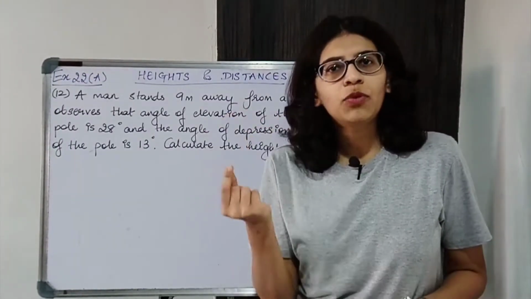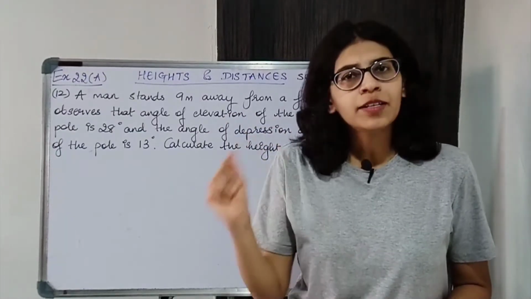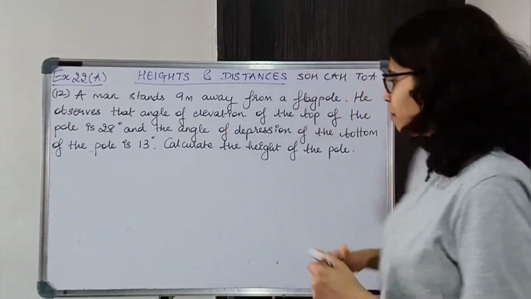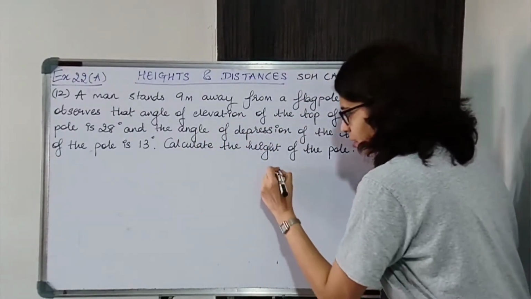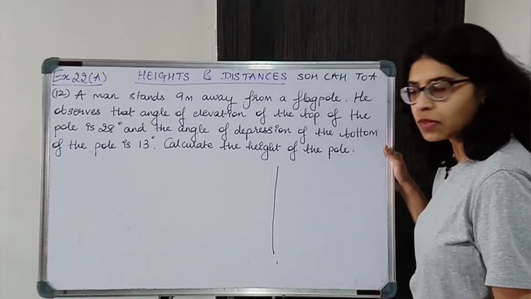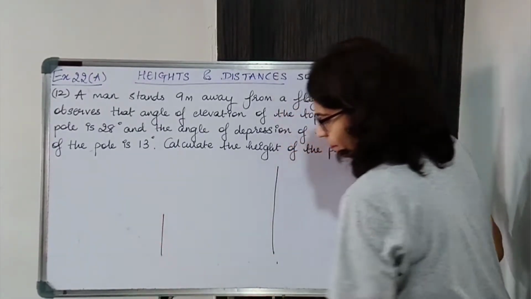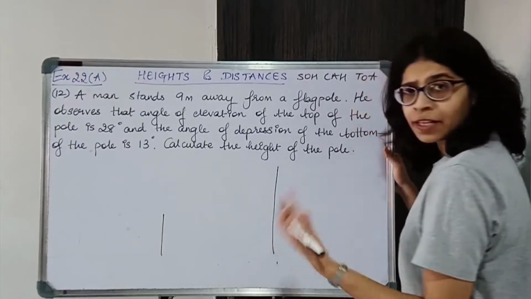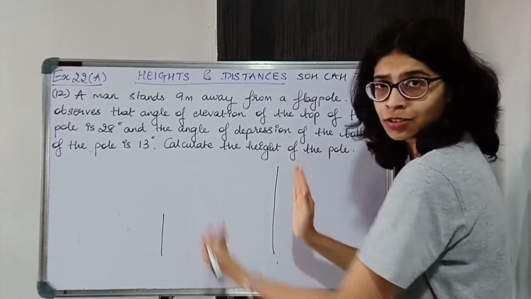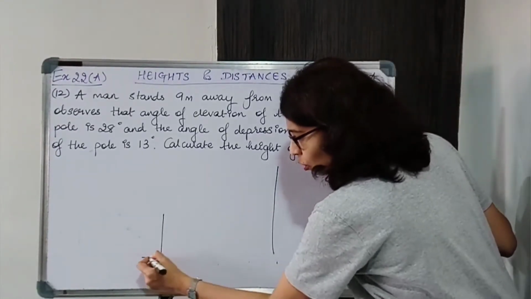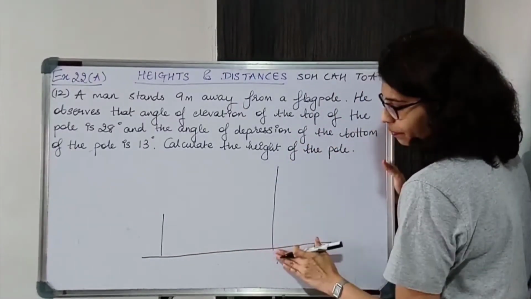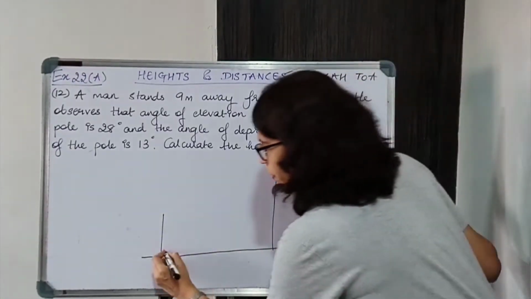There is a flagpole, there is a man. Let us draw the flagpole and the man. There is this flagpole. There is this man. Now both are perpendicular to the ground. Both are standing on the ground. Okay? So there is this ground. Both are perpendicular.